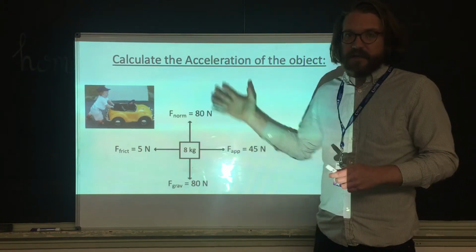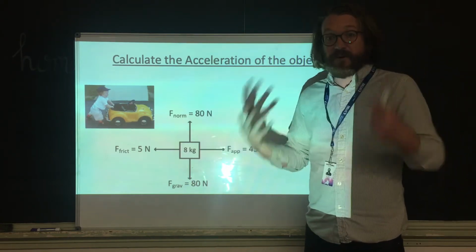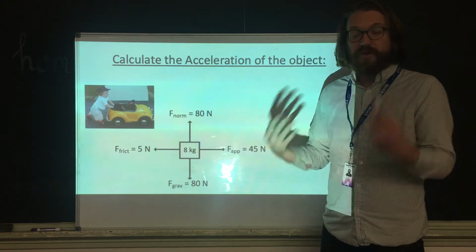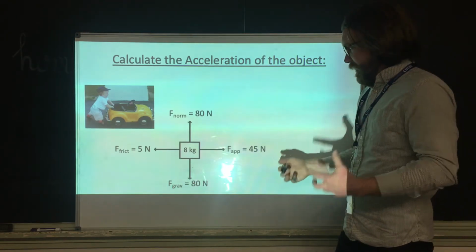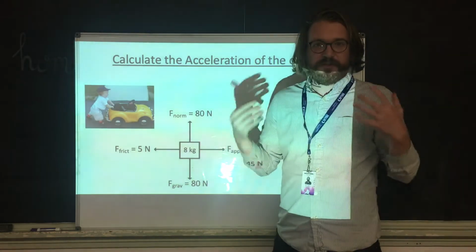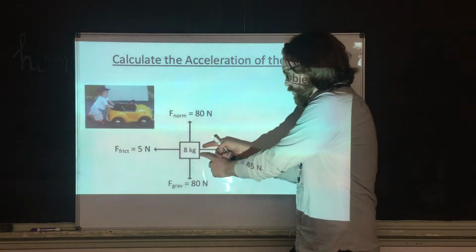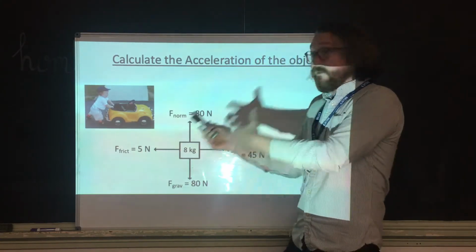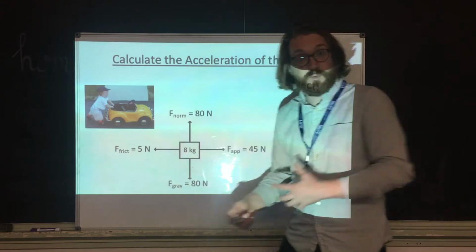Whenever you see one of these free body diagrams, the first thing you have to do is find the net force, or the total force. So how do we do that? Well, you look at the forces going in opposite directions, and you subtract them. If you have forces pushing in the same direction, you add them, because they're helping each other. None of our forces are going in the same direction, so we're just going to subtract them.